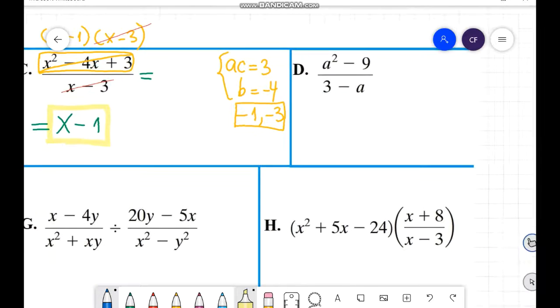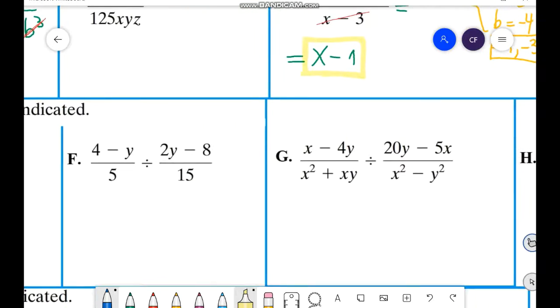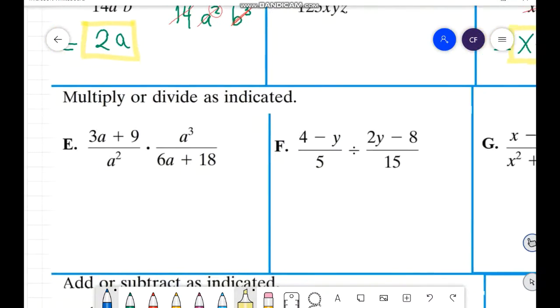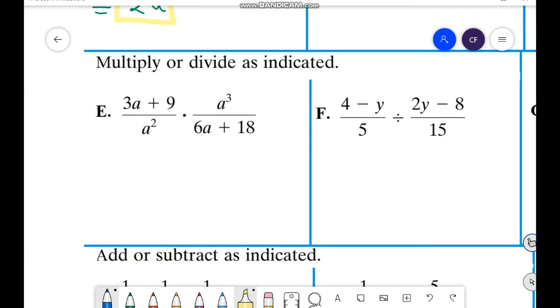Now skip letter D. Let's move to the next kind of question. The next kind of question that we have is to multiply or divide as indicated, right? So we have this multiplication. Remember, to multiply, you just put together all the numerators and all the denominators under the same bar. You're going to multiply all the numerators and you're going to multiply all the denominators. That's how you do multiplication.